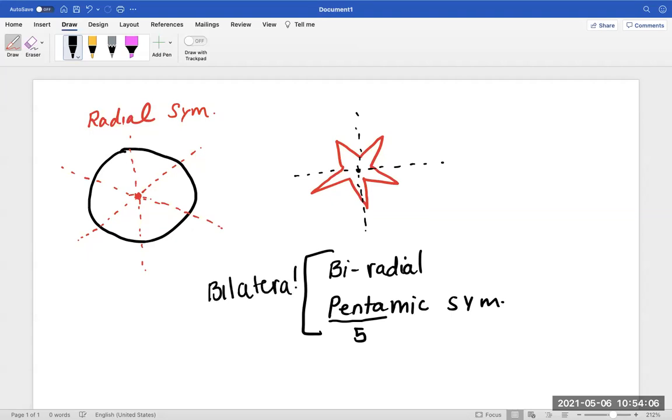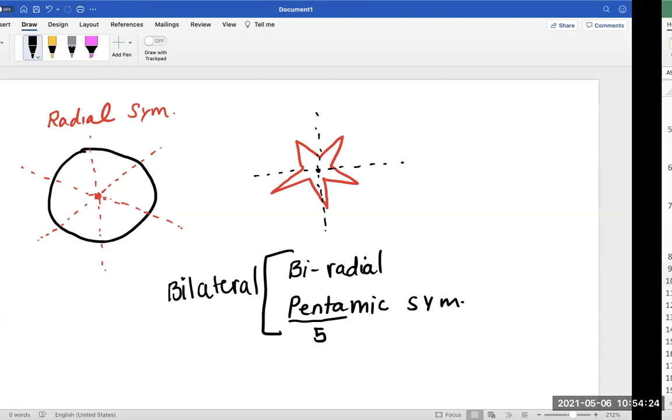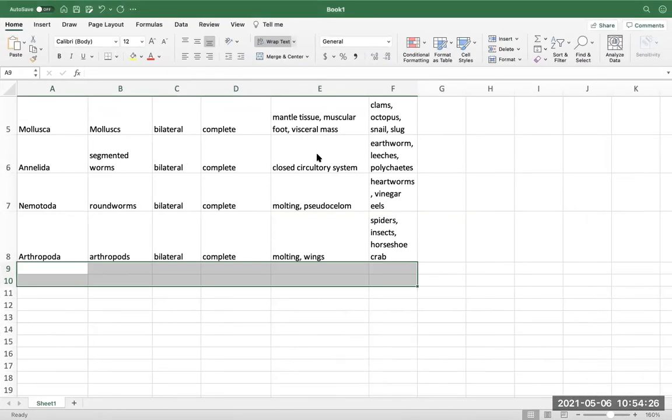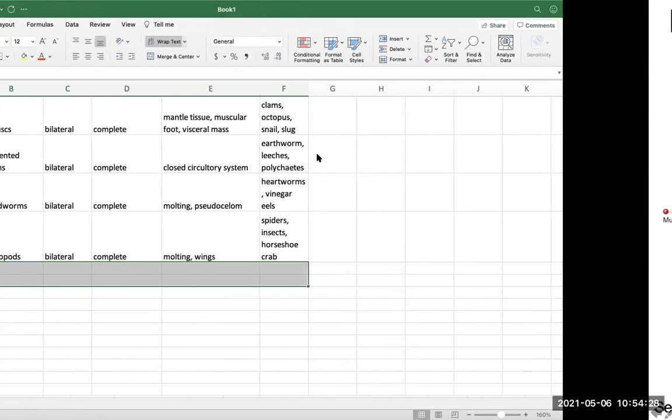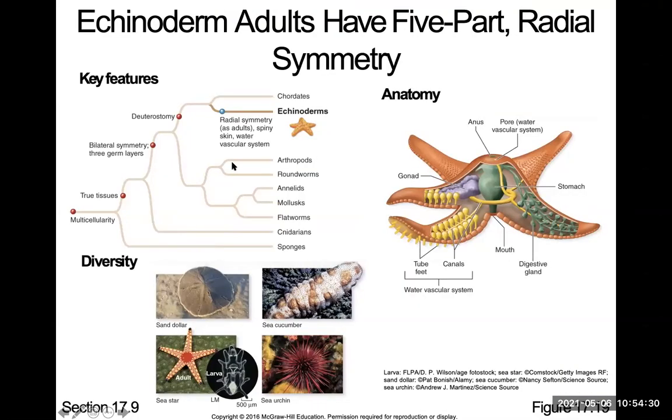But I don't want you to memorize, as your textbook says, that it has radial symmetry. It does not have radial symmetry, because the second type of cut does not give you the same equal right and left. Does that make sense? Yes? Okay, so let's look at some examples in this phylum.